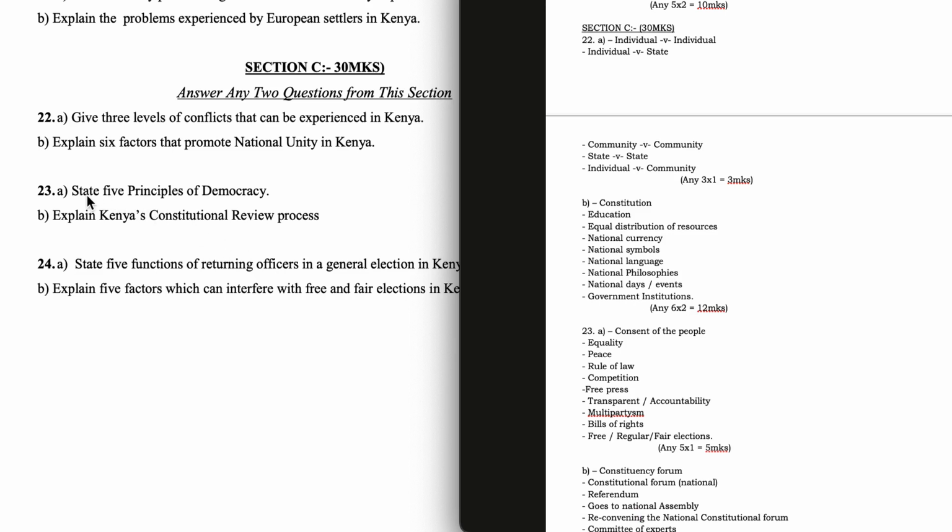Question 23. State 5 principles of democracy. Consent of the people, equality, peace, rule of law, competition, free press, transparency or accountability, multipartism, bill of rights, free, regular, or fair elections.